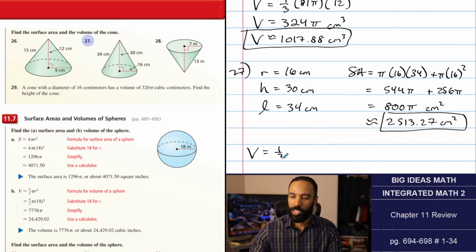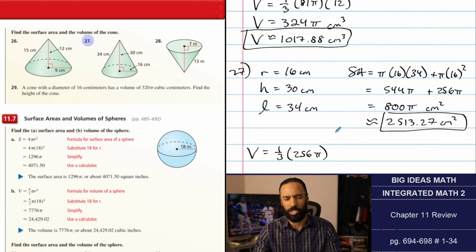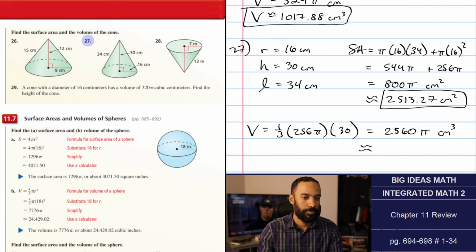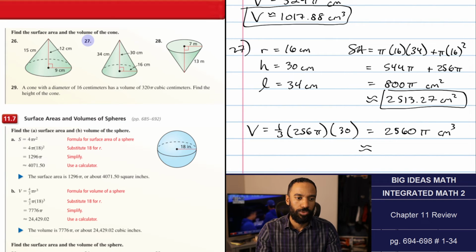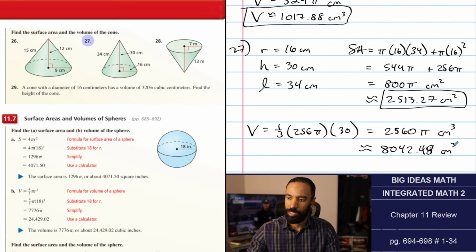The volume is 1/3 area of the base we had there times the height. You can't divide 256 by 3. It's 85 point something, 85.3 repeating. Times the height of 30, but thankfully I can take 1/3 of 30, which is 10, and 10 times 256 is 2560. So you get 2560 pi cubic centimeters. It should be over 8,000. 2560 pi is 8,042.48 cubic centimeters.